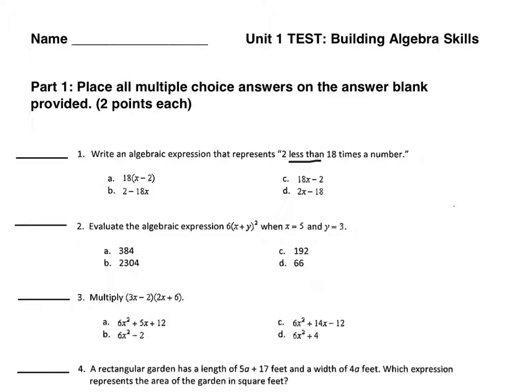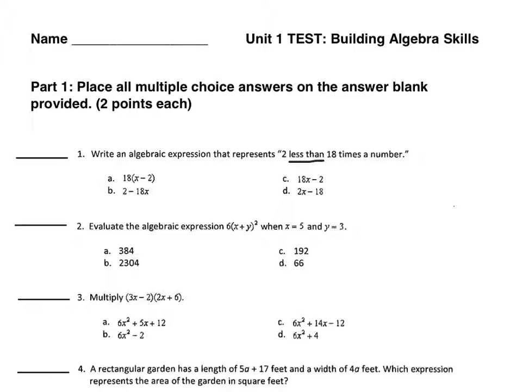Those words "less than" are special. Some people might just jump to the conclusion and choose B. They jump to that conclusion that 2 less than 18 times a number would be 2 minus 18x. That's actually false. Just got to be careful with the words "less than." I mean, think about it logically.